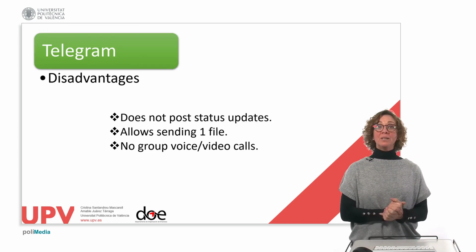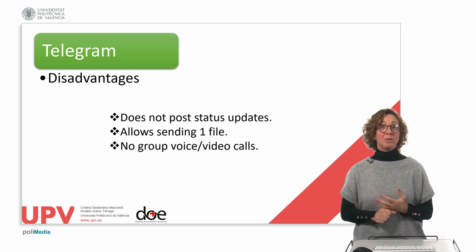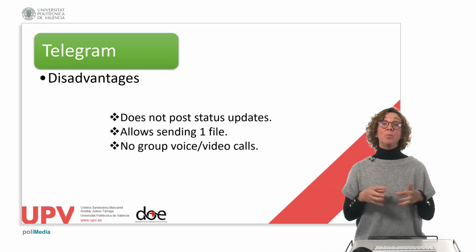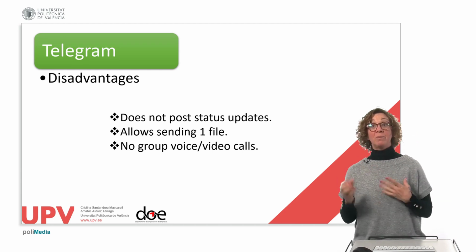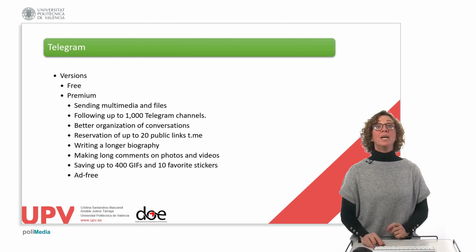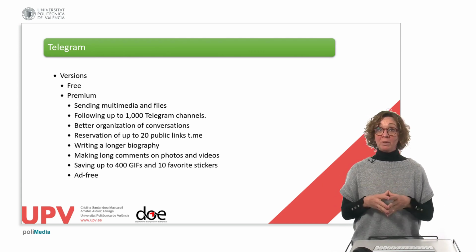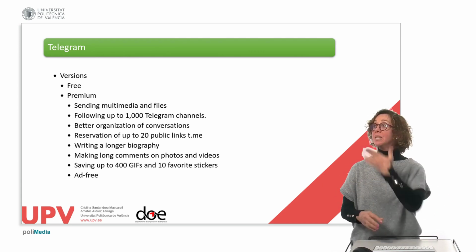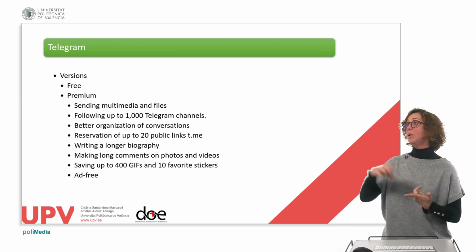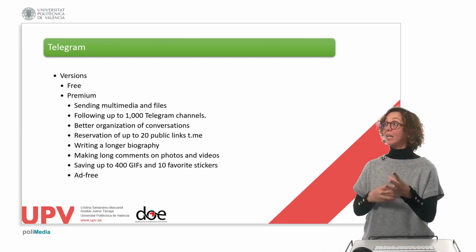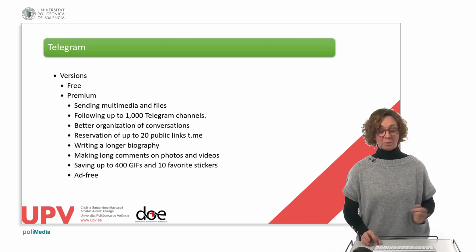Among the drawbacks, we can say that you do not have the possibility to duplicate states. You cannot send more than one file at a time and it does not allow you to make group calls or video calls. Until recently, Telegram was only free. Now it has a premium version that allows everything you can see on this slide. Sending multimedia and files, writing a longer biography, making long comments for photos and videos, for example.